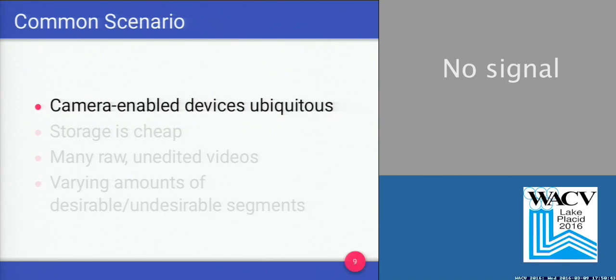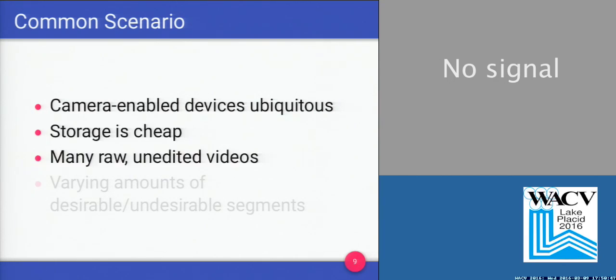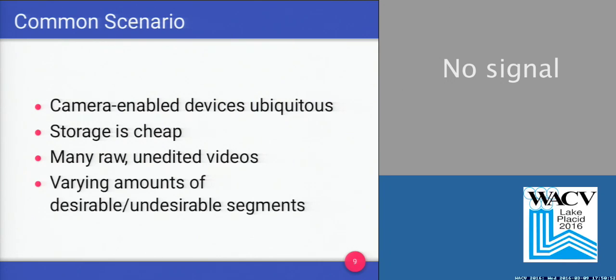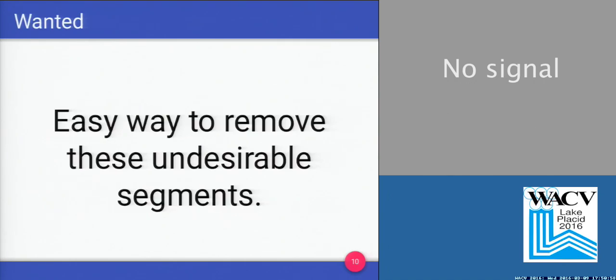So in the end, he's left with a video that looks sort of like this, right? You've got a good segment, you got a bad segment of the sky. You got a good segment, you got a bad segment of his pocket. And then finally a good segment. So this is a fairly common scenario now. We have camera-enabled mobile devices everywhere, storage is cheap, so we end up with a bunch of raw, unedited videos everywhere. And these all have varying amounts of desirable and undesirable segments, of course. So what my supervisor wanted, and what I think a lot of us want, is an easy way to remove these segments in an efficient manner.